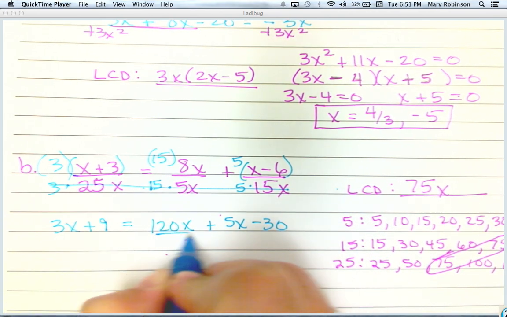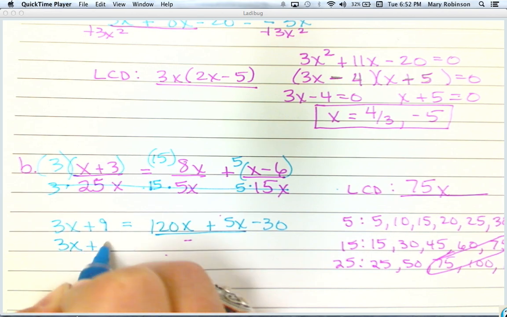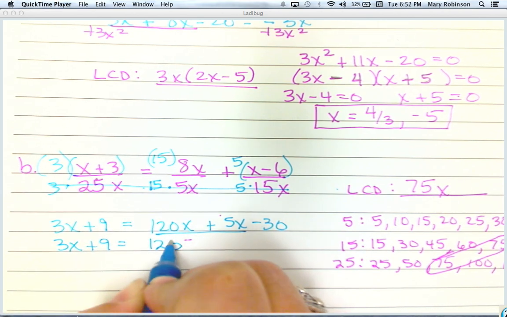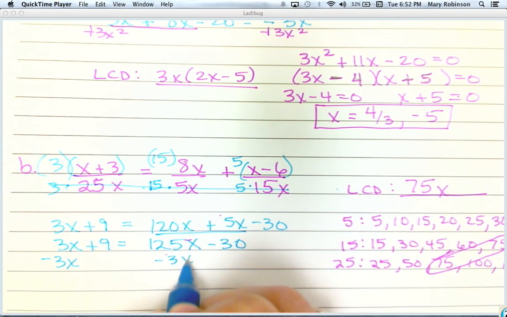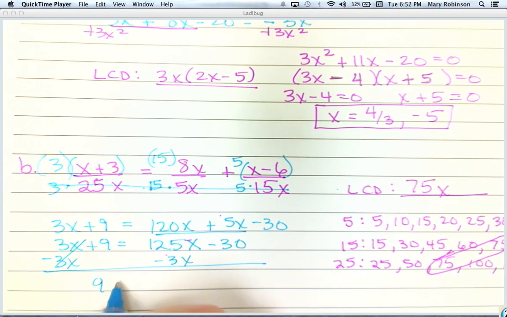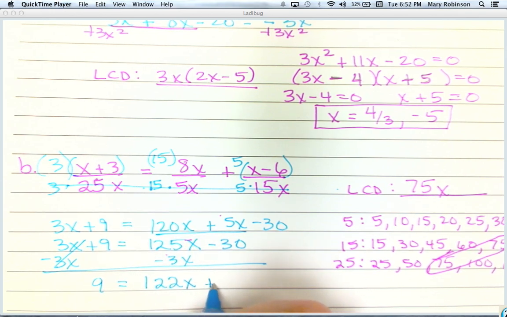I can simplify on this side, so 125x minus 30. I normally do a shortcut, but I'm going to be very deliberate with my steps here, so there's no question about where anything comes from. Oops, I'm sorry, that should be minus. And then I need to add 30 to both sides.